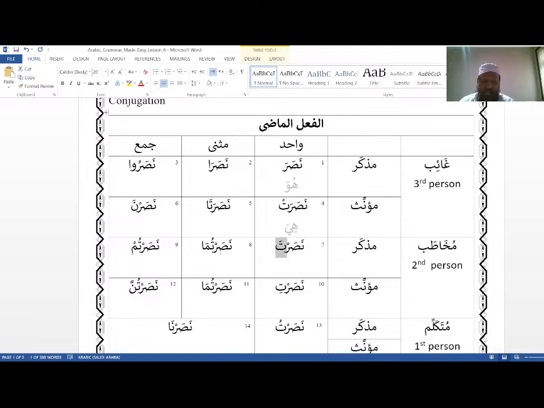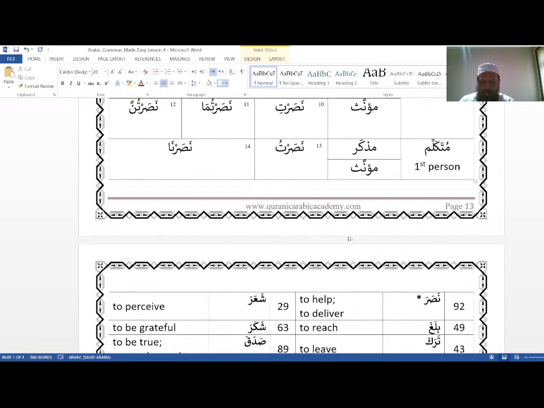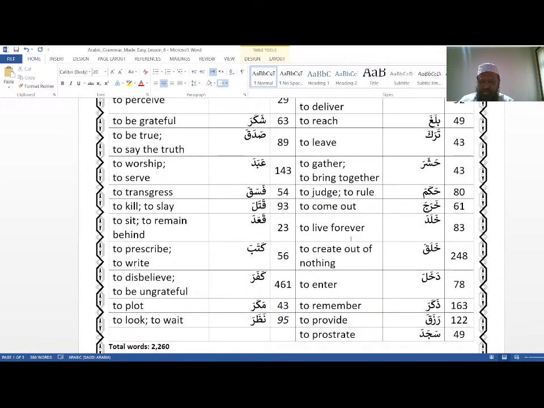Just have to remember ta, tuma, tum, ti, tuma, tunna, tu, na. These are the damirs that come with only fi'l madi. These damirs are only attached to fi'l al-madi. Okay, this is the Nasara group.